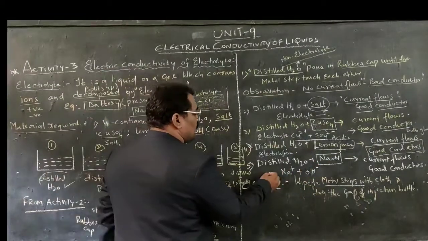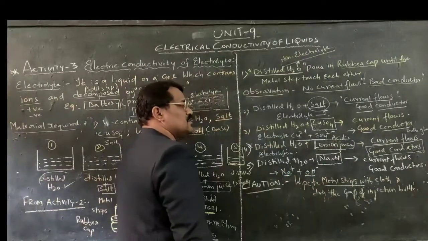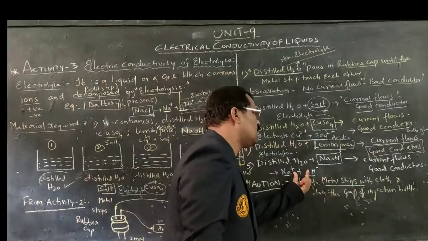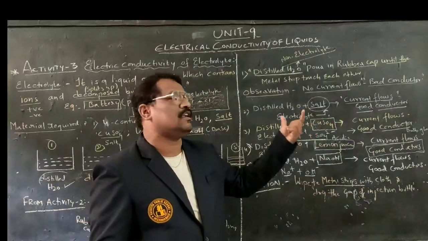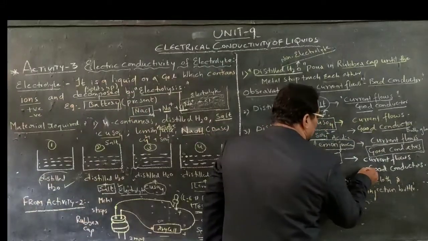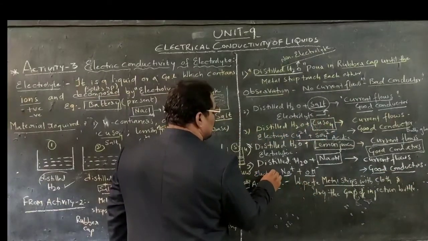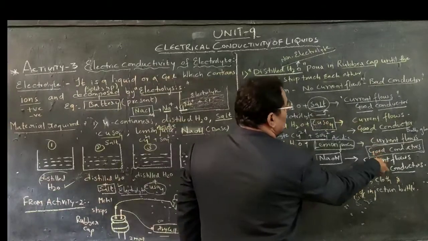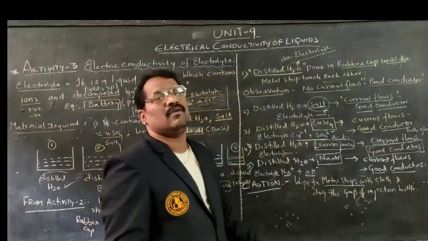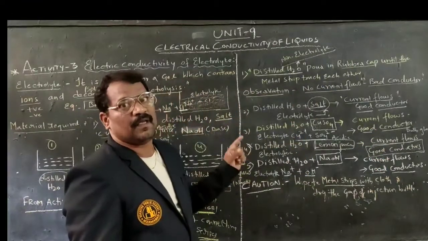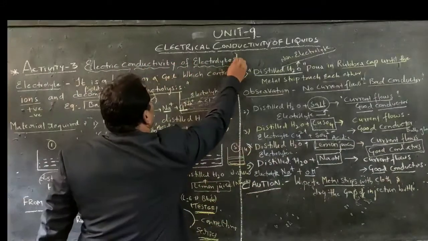Decomposes means what? Splitting up in the form of ions, Na plus ion as well as OH minus ion. So whatever this splitting allows the current to flow through the particular circuit. Therefore, the LED bulb glows continuously. As the LED bulb is glowing continuously, we can say that this is also an electrolytic substance which conducts electricity. Therefore, they are called good conductors of electricity. Got clarity, children? Now we understood the electrical conductivity of electrolytic substances.